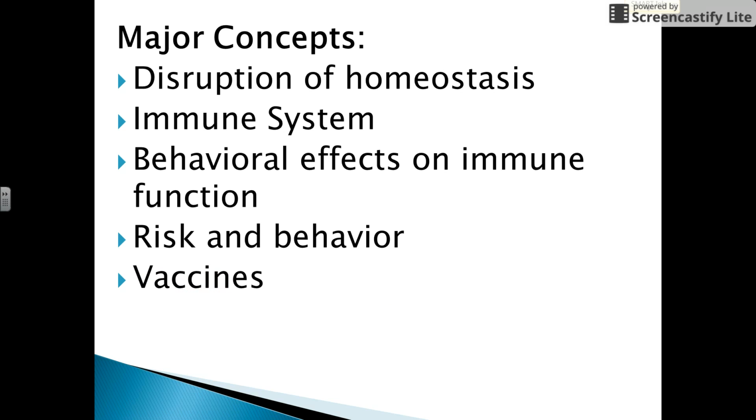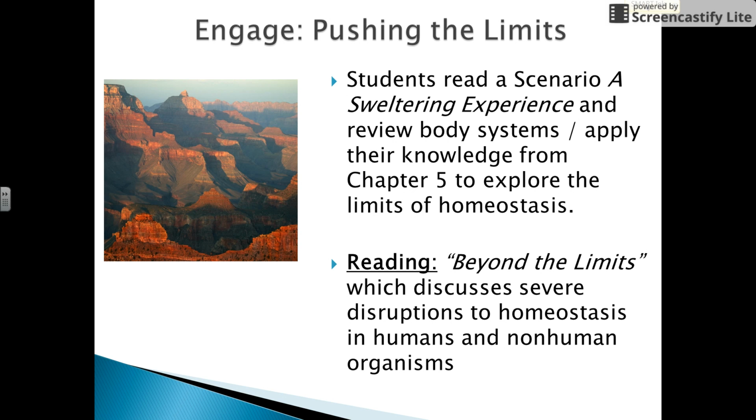The major concepts covered in Chapter 6 include disruption of homeostasis, the immune system, behavioral effects on immune function, risk and behavior, and vaccines. Chapter 6 starts with the engage, pushing the limits. Here, students read a very engaging scenario called a sweltering experience. This scenario provides the chance to review body systems and for students to apply the knowledge they've gained from previous chapters to explore the limits of homeostasis.